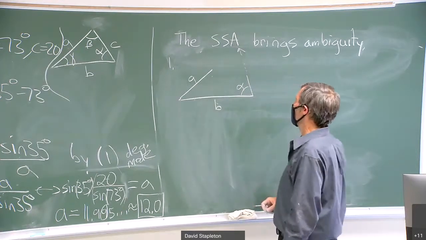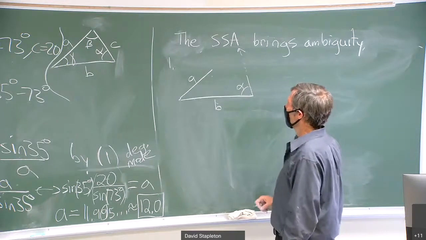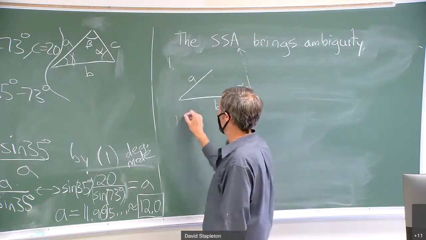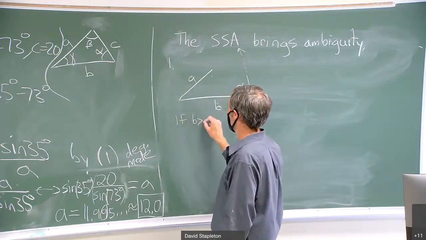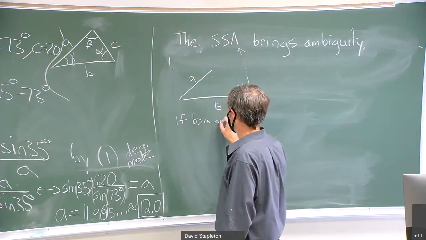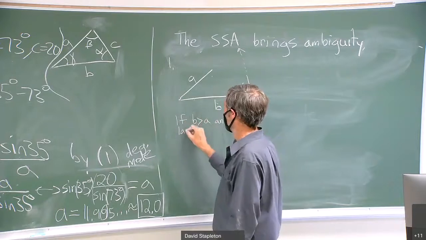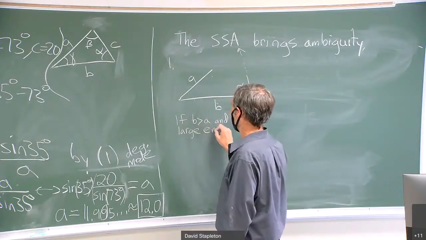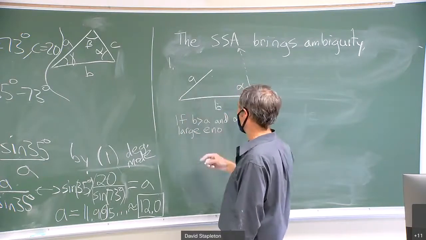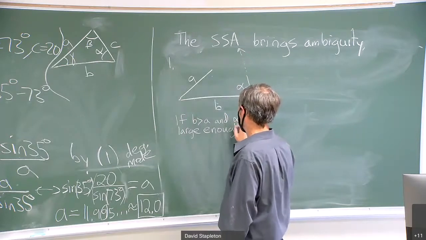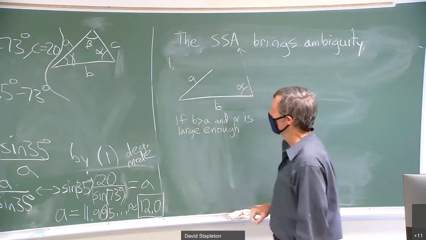You know what? If B is greater than A and alpha is too large, large enough, depends on how big B is in relation to A. What can happen? Think about it.